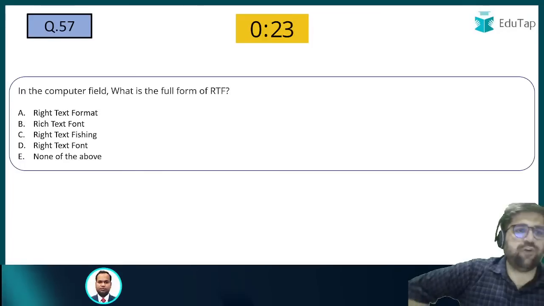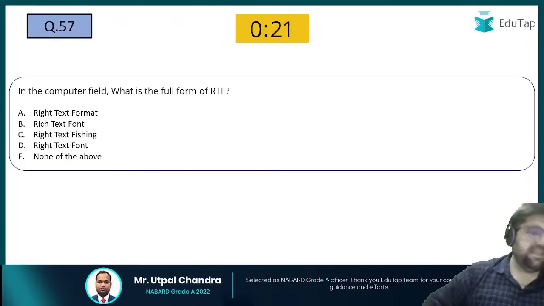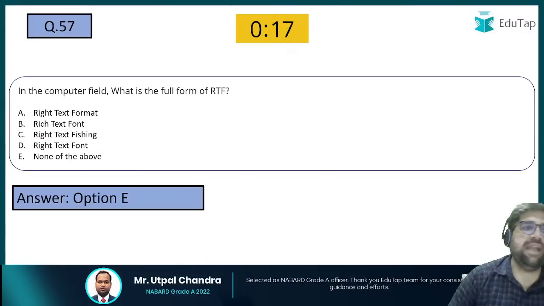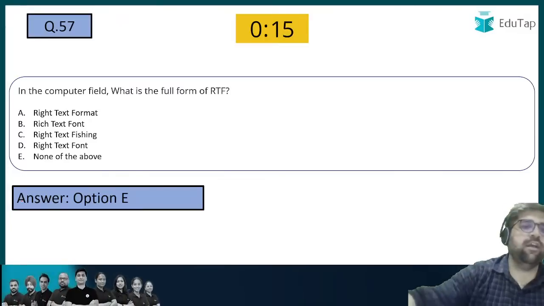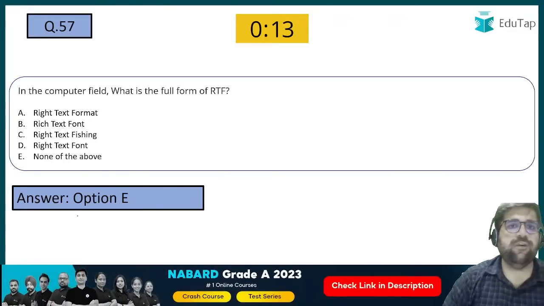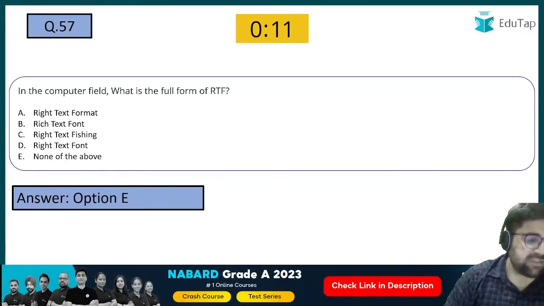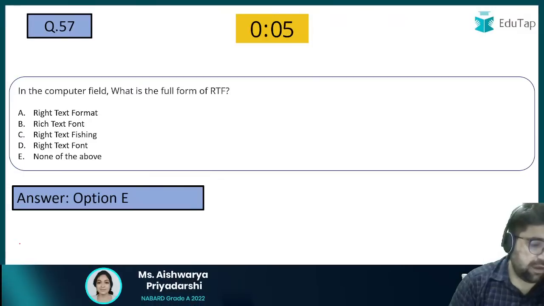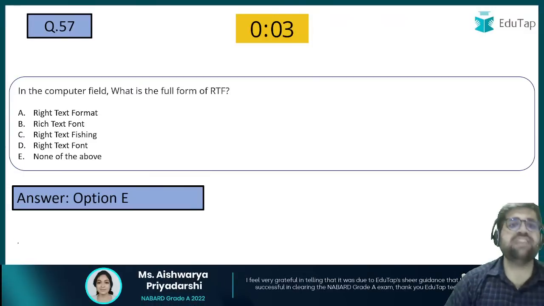Yes, rich text format. So here, if you see, the answer will be option E, right? Because none of the above gives the correct full form of RTF. It is rich text format. Here you should not get confused. It is rich text format.